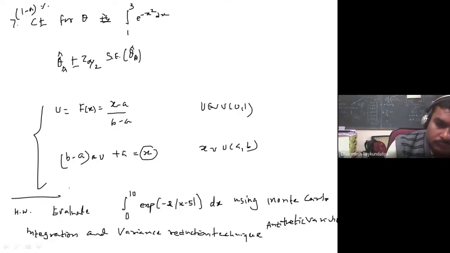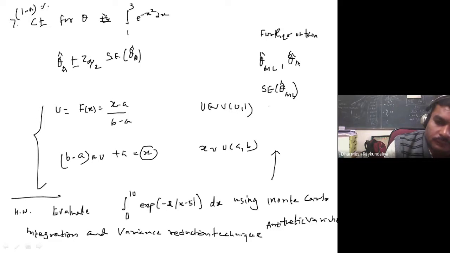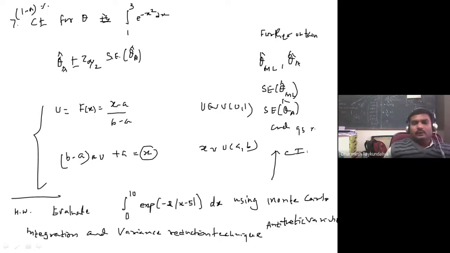Okay, further obtain, यहाँ ही लिख देता हूँ. Further obtain theta MC cap, theta A cap, standard error of theta MC cap, standard error of theta A cap, and the 95% confidence interval. हो जाएगा ना?